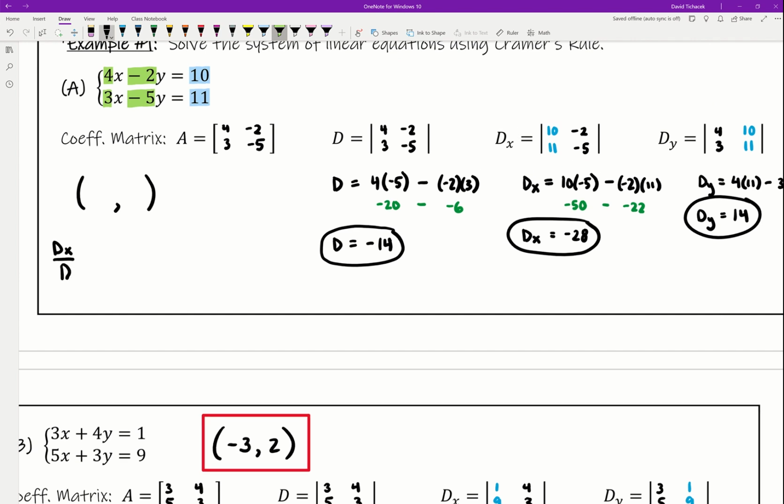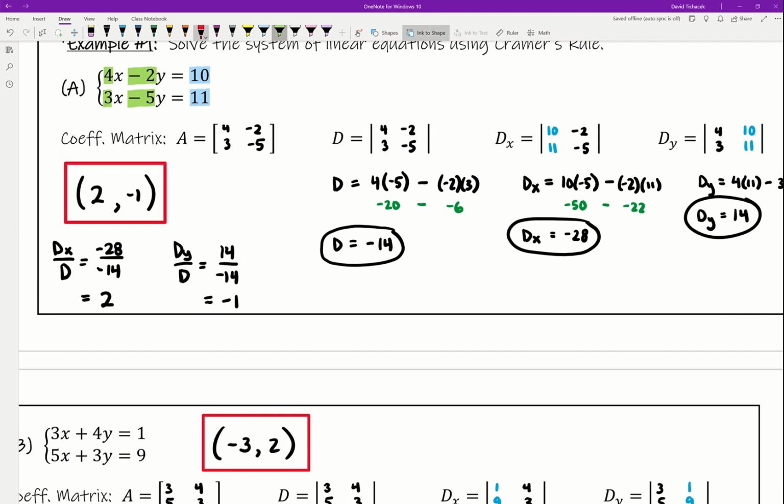dx over d, for our purposes here, you can see dx was negative 28, and d was negative 14. Using some mental math here, that is simply just going to be 2. And so that tells us that our x-coordinate is going to be 2. And then if you were to go ahead and do your y, that would be dy divided by d, in which case you would see that that is going to be positive 14 over negative 14. And if you reduce that down, that's going to be negative 1. And we get our result just like that, okay?